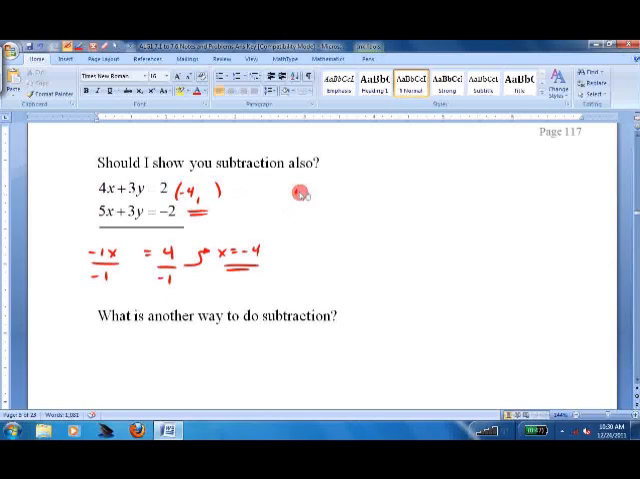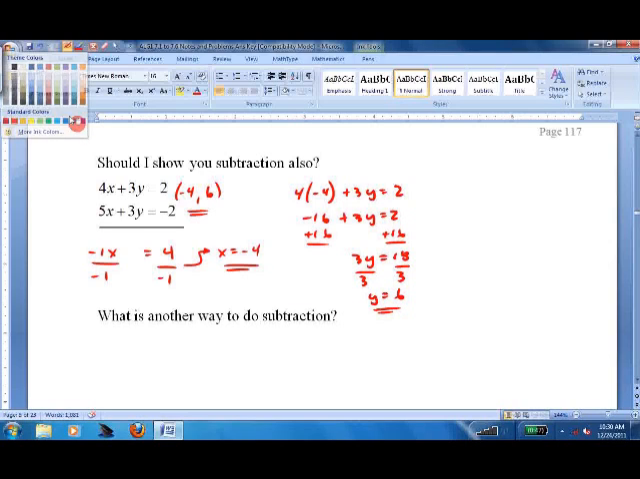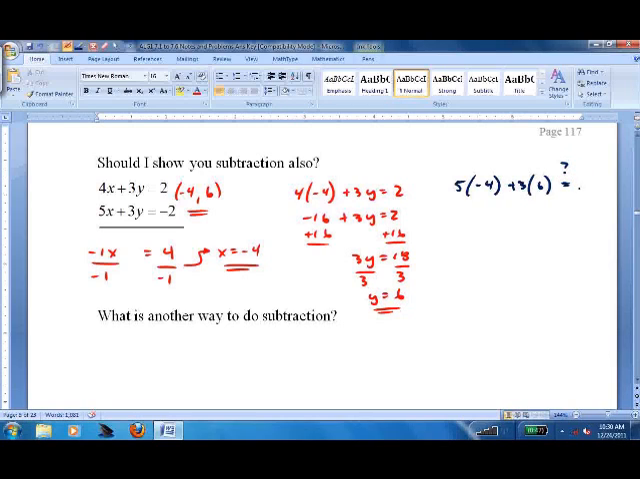And let's use the top equation. 4 times negative 4 plus 3y equals 2. Negative 16 plus 3y equals 2. 3y equals 18. y equals 6. Check. In the other equation, 5 times negative 4 plus 3 times 6, negative 20 plus 18, negative 2 equals negative 2.